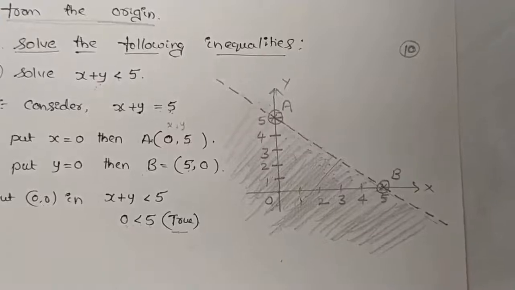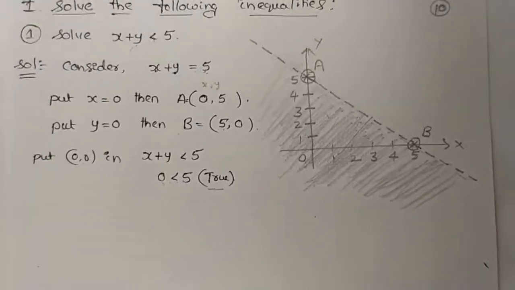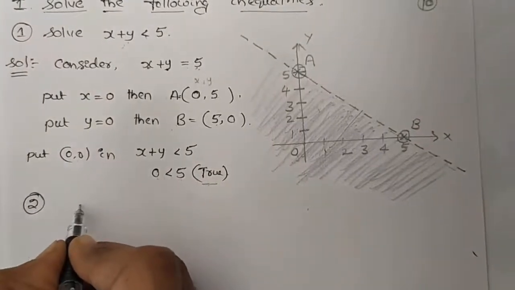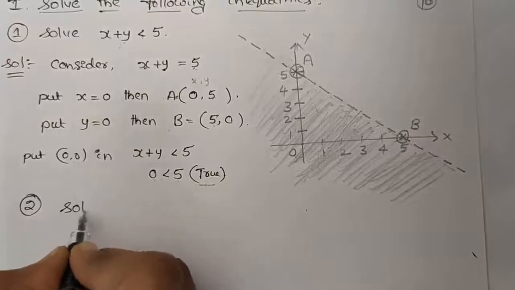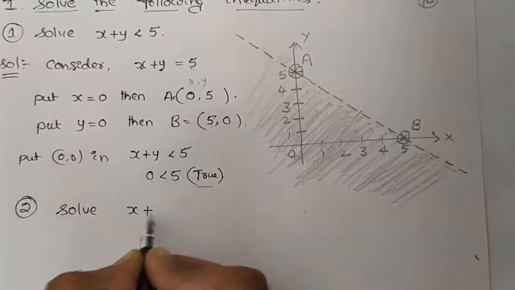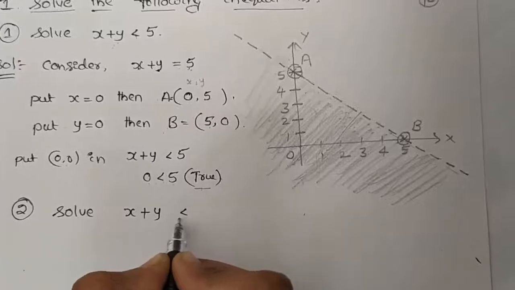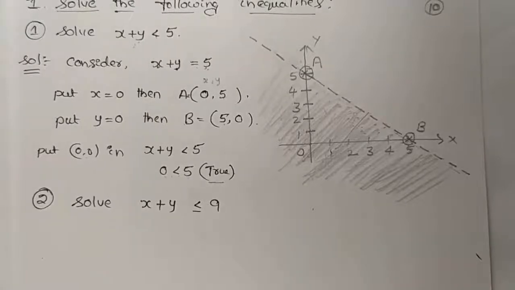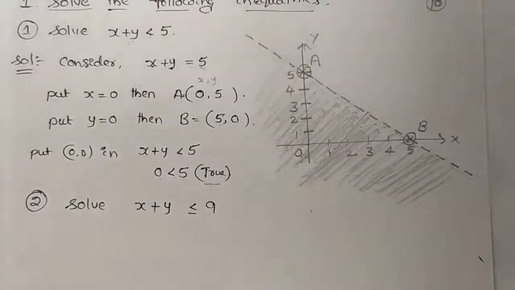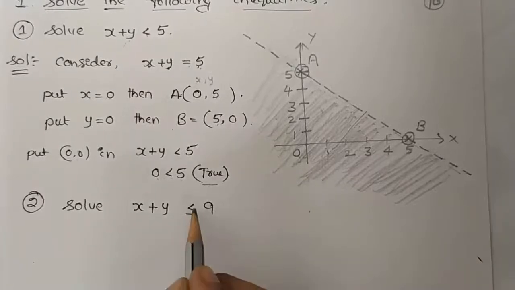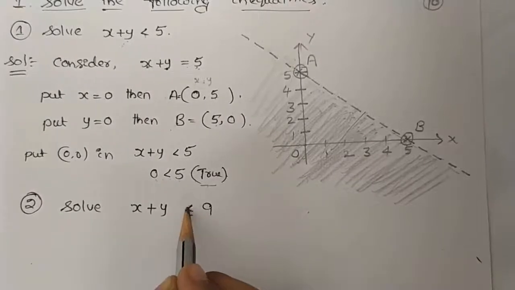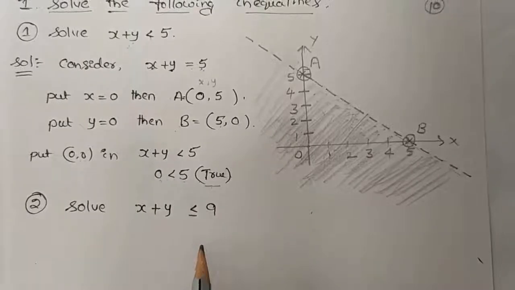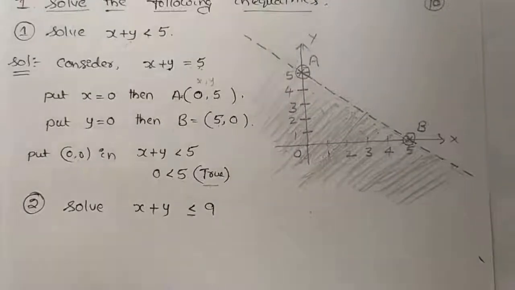Next question. That question will be homework for you. Second question: solve x plus y is less than or equal to 9. Remember this point: here the inequality involves less than or equal, so we have to draw a thick line, not a dotted line. This question is homework for you.